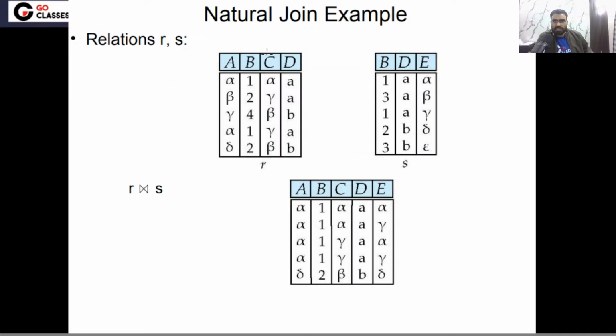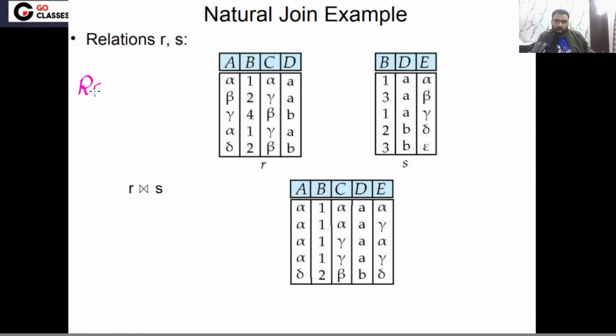So here you can see that in this table R we have attributes ABCD, and in the table S we have attributes BDE. So B comma D, BD, these are the common attributes. In both the tables, the common attribute names are B comma D. So if you do the schema intersection, R intersection S, that will be B comma D.